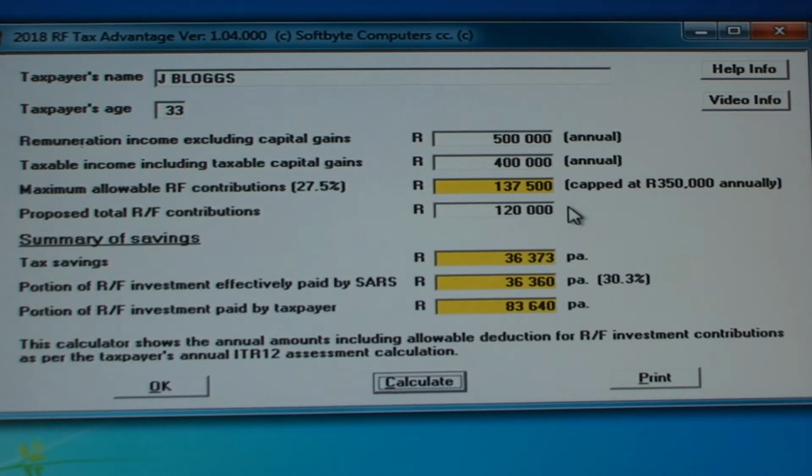69.7% or 83,650 Rand. This means that the taxpayer is getting the full value of a 120,000 Rand a year retirement fund plan when he retires, but he will have only paid 83,640 Rand a year for it.